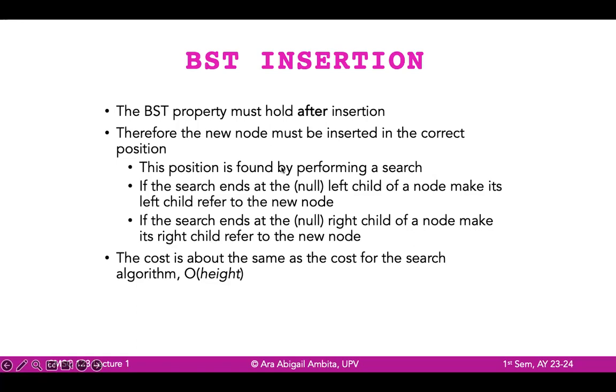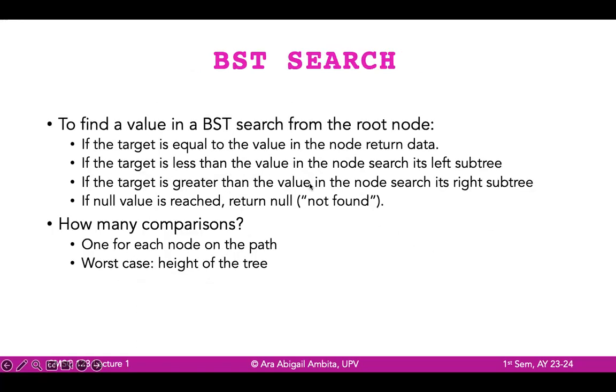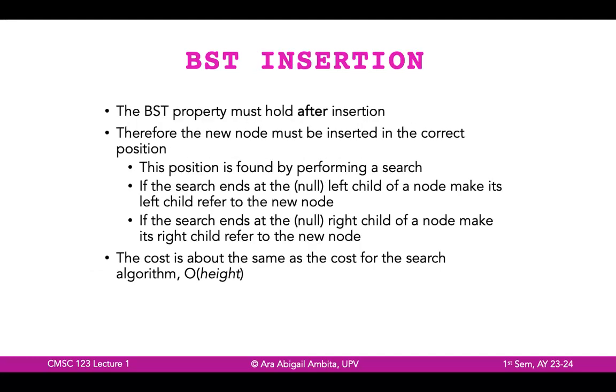And this position is found by, as I have mentioned, making use of the BST search, checking the following conditions and making the decision accordingly. If the search ends at the null left child of a node, make its left child refer to the new node. But if it ends on the right child of a node, make its right child refer to the new node. I will show you later how it is done.